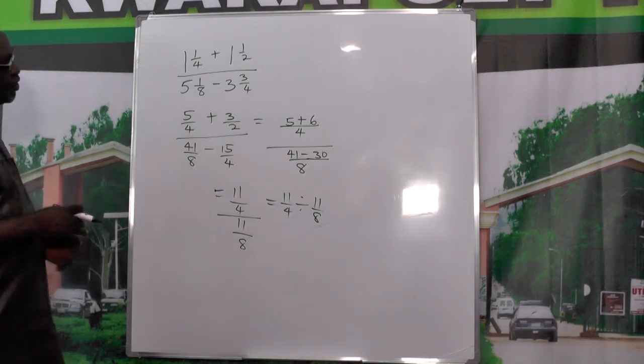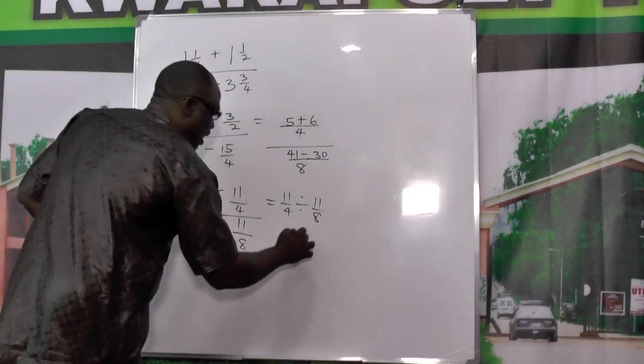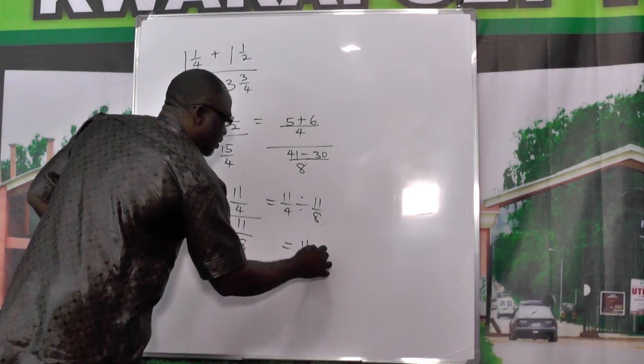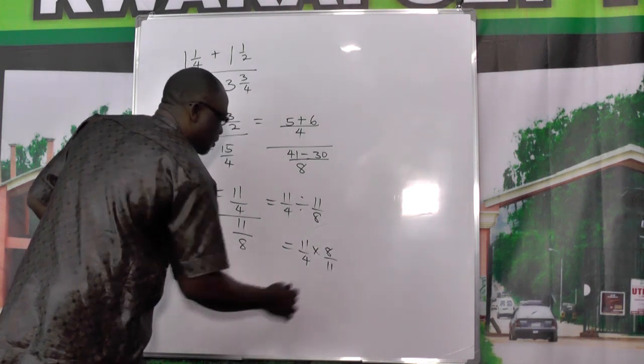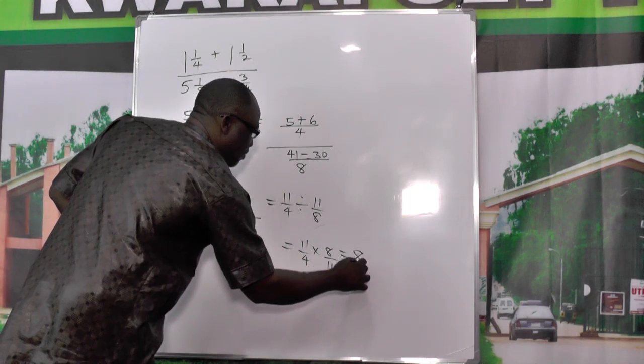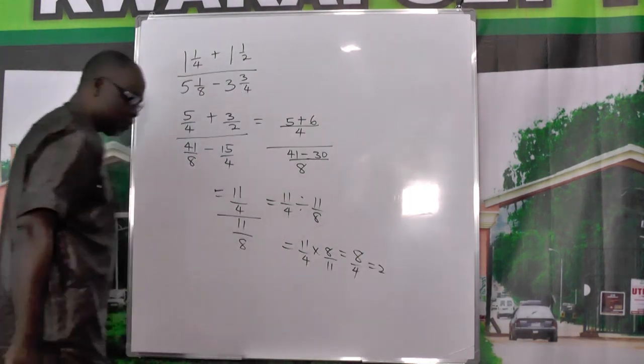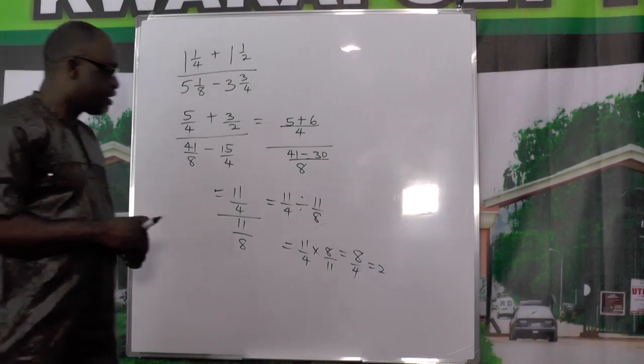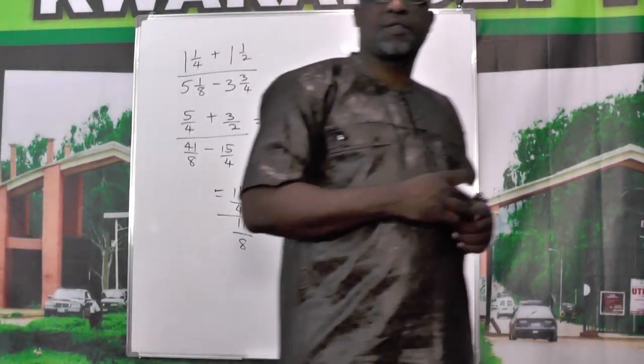Now what do we do? Change the division there to multiplication. So I have 11 over 4 times 8 over 11. And of course I have 8 over 4, which gives me 2. So that expression gives 2. Don't forget that we also apply our principle of BODMAS. It is very, very important.